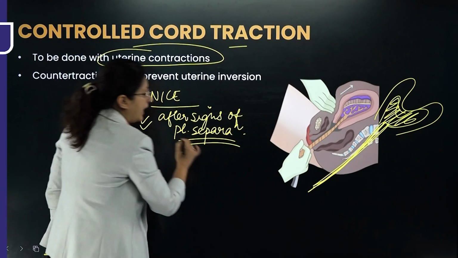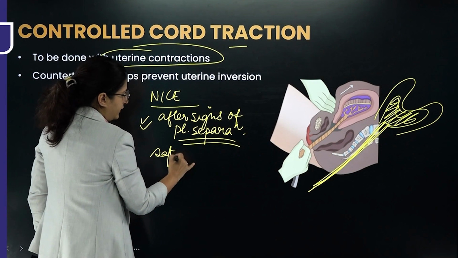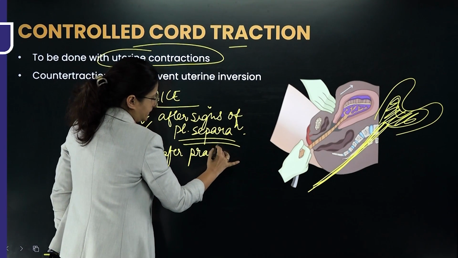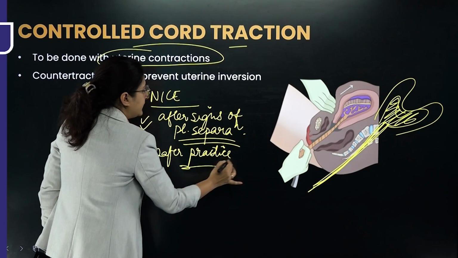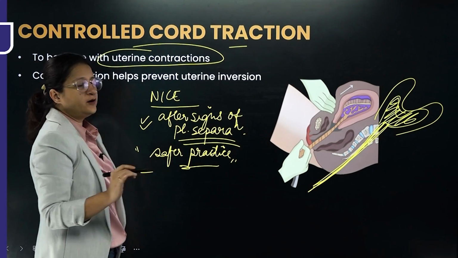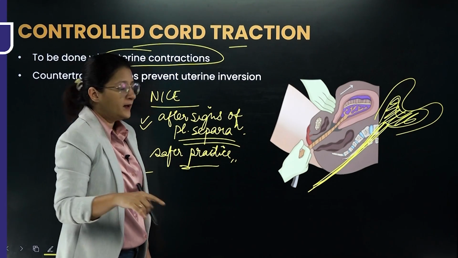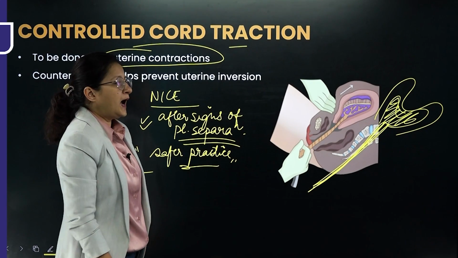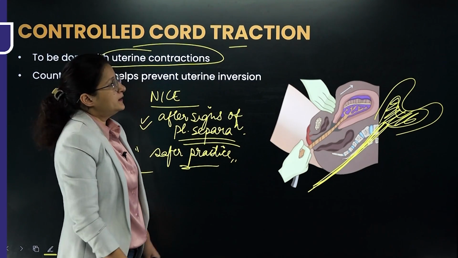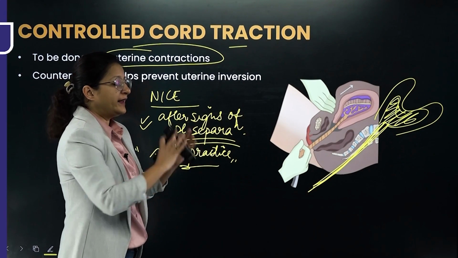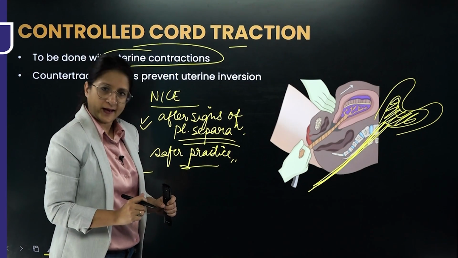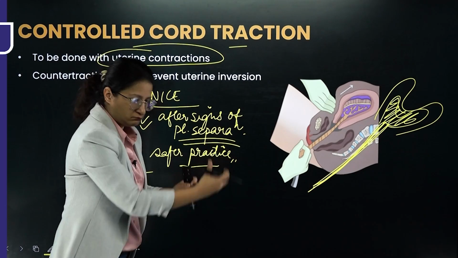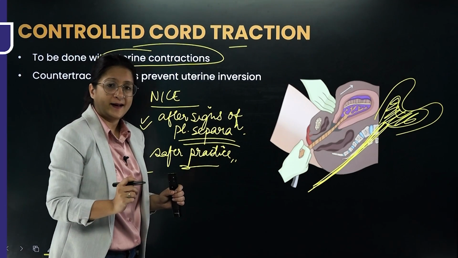Right. Now, I would say that this is safer practice, because anyways we are going to give a uterotonic. Let's say we have given 10 units IM oxytocin after delivery of the baby, then we have initiated our third stage labor care, allowing time for delayed cord clamping.